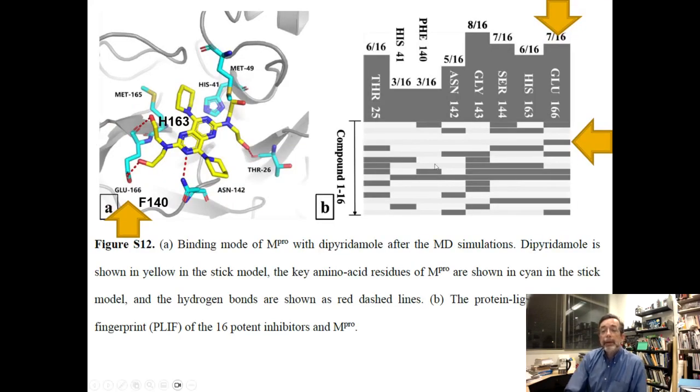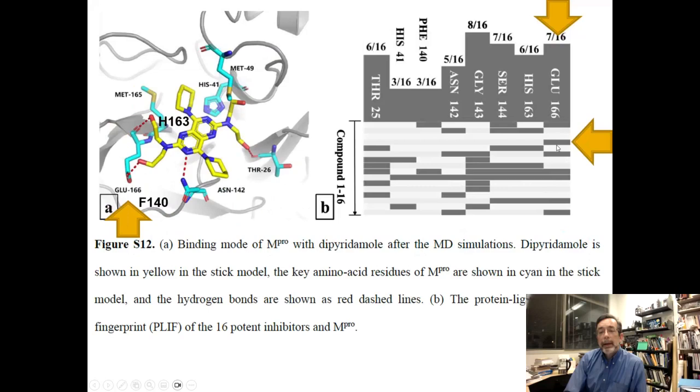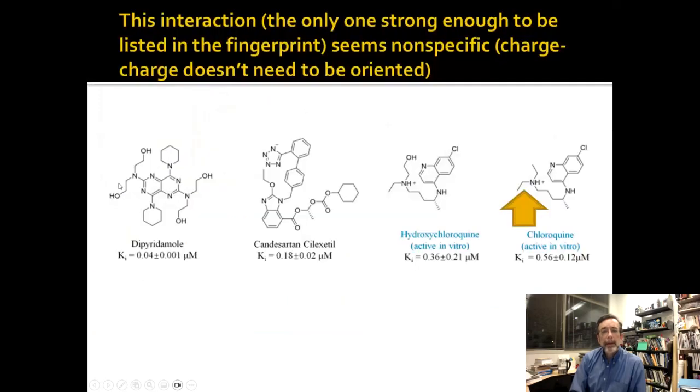So let's finally move down to compound 4. Compound 4 is the 4th one in the row here. It's chloroquine. Compound 4 has one interaction to glutamate 166, and we know that glutamate 166 is off to the side of the pocket. The question is, what's that doing? Oh, well, glutamate 166 has a negative charge, chloroquine has a positive charge. Probably what we have is the computer is saying, I see a good interaction between glutamate 166 negative and this positive charge. Great. But that's all it sees.